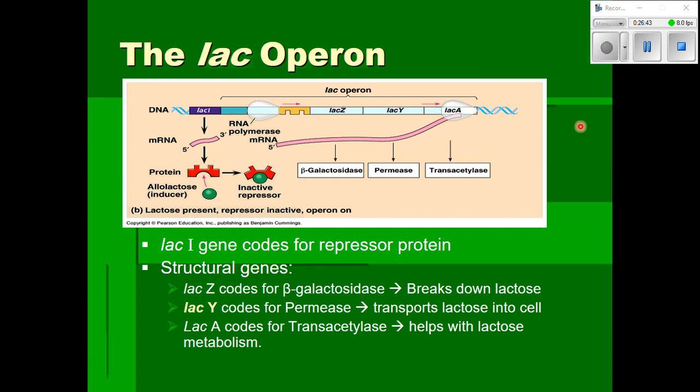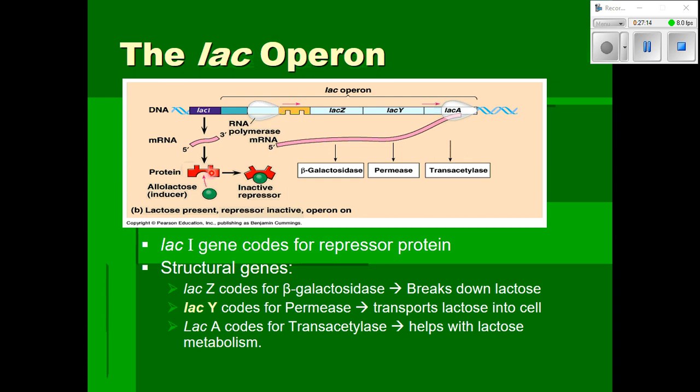Okay, so just like with the trp operon, there's a gene that is separate from the operon. In this case, it's called the lacI gene. It's always on. This is the regulatory gene, and it codes for the repressor protein. This gene is always on. It does not have an on-off switch. So whether or not lactose is present, the repressor protein is going to be made.